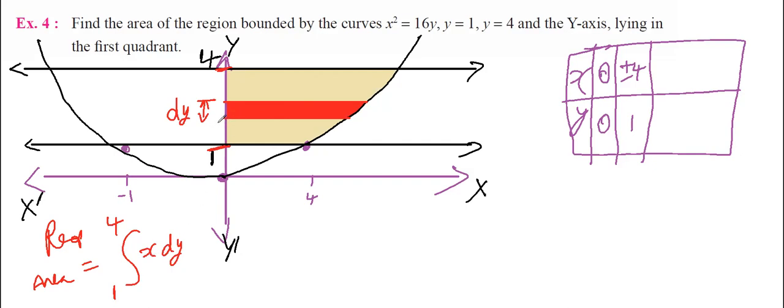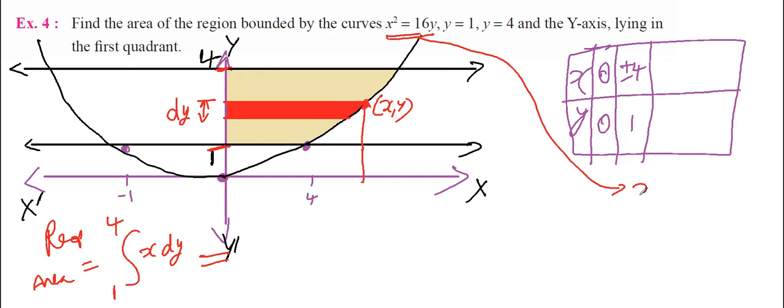From where is this x coming? Say this is y, so this will be your x and y. So x dy will be the area of these small rectangles, and such rectangles you will add from 1 to 4. What is the value of x? From here you will get the value of x. That will be x is equal to 4 root y. So you will write here, integration from 1 to 4, x will be 4 root y dy.